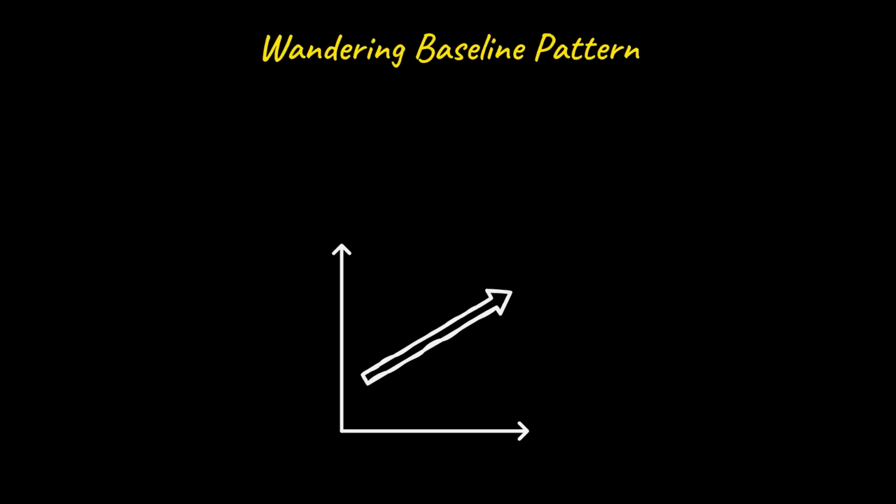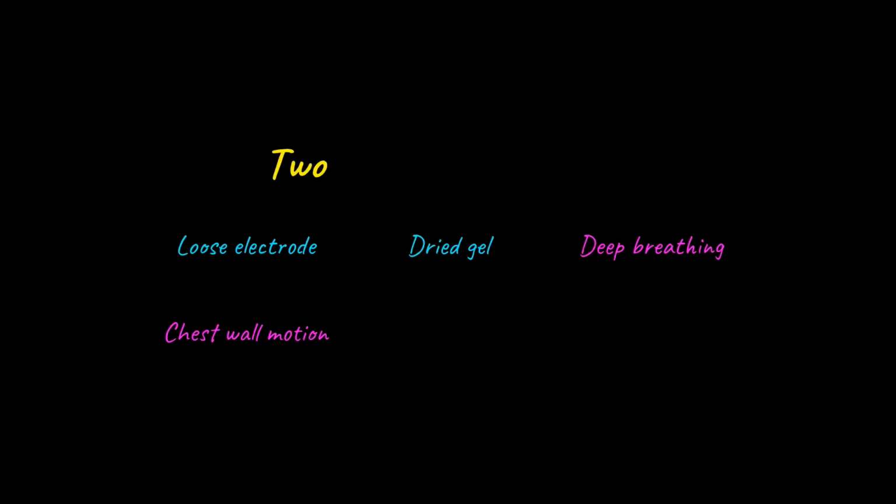Wandering baseline is a slow, smooth undulation of the entire EKG tracing. The complexes drift up and down over several seconds, not as fast noise, but as a gradual wave. Understanding why it happens and how to fix it is what exam writers are testing. The key visual feature is that the cardiac signal is still present and recognizable, but the entire baseline shifts slowly up and down, like the tracing itself is breathing. This distinguishes it from other artifacts.